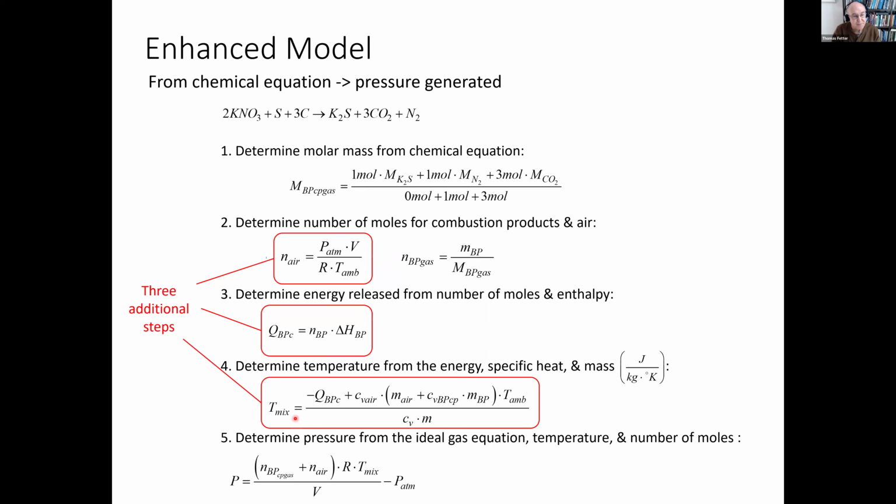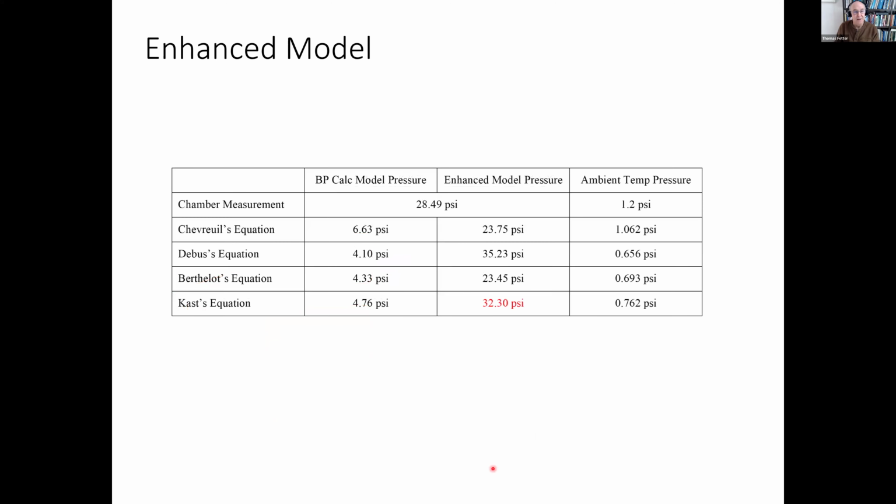We then use that temperature in the ideal gas law, along with the additional moles of air that are in the chamber, to calculate the pressure. And if we do that for the 4 equations that we looked at earlier, we see that 2 of the equations, Chevreul's equation and Berthelot's equation, both underpredict the pressure that we measured by a little bit, and 2 of the equations, Abel's equation and Cast's equation, overpredict a little bit. But you can see that all 4 of these are much closer than the original black powder model.